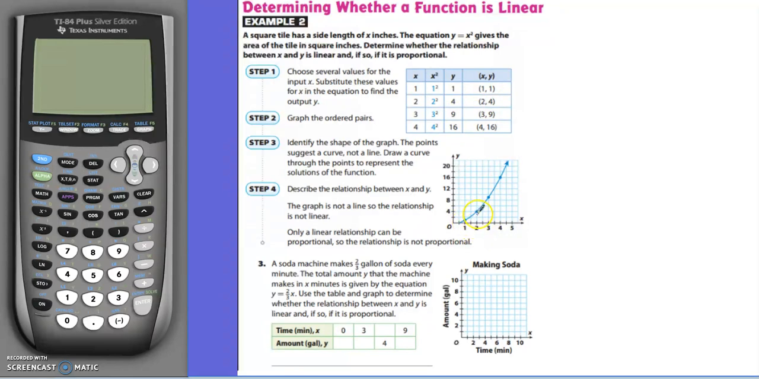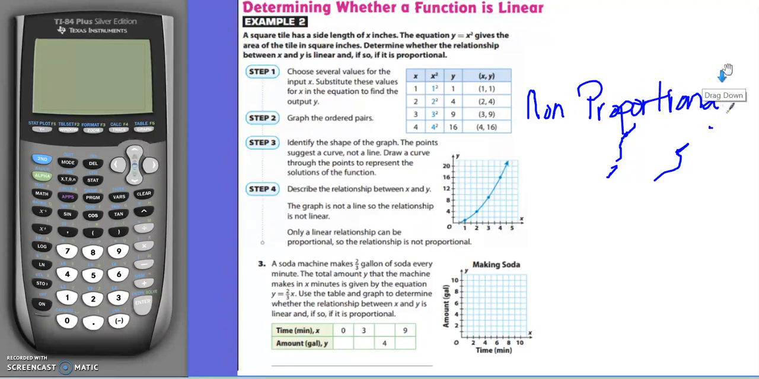When you graph this, the ordered pair 1, 1 is here. 2, 4 is here. 3, 9 is here. 4, 16 is here. This is not a straight line. It's more like a curve. This is actually like a parabola, but we haven't gotten to that yet. So this is not a linear relationship, because it is not a straight line.